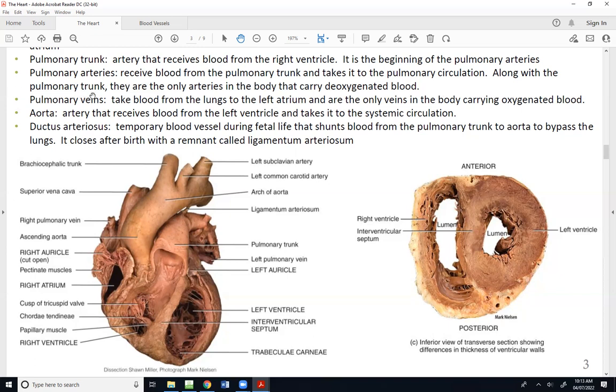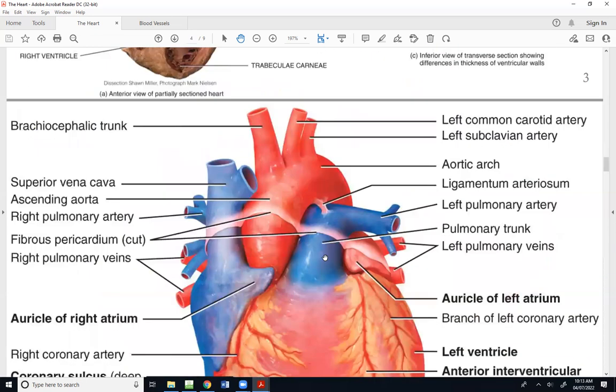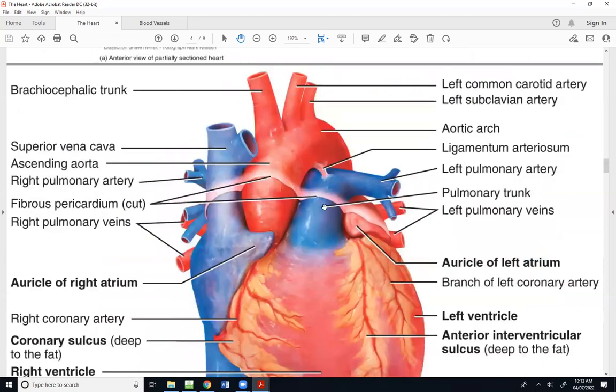And along with the pulmonary trunk, the pulmonary arteries, and I would highlight this, are the only arteries in the body that carry deoxygenated blood, which is why, if you look here on the next page, the pulmonary trunk and the left and right pulmonary arteries are shaded blue. And that's because they're carrying the blood to the lungs to pick up oxygen.